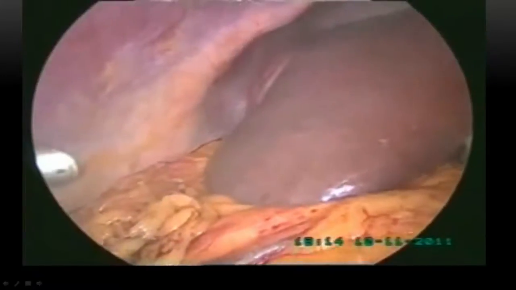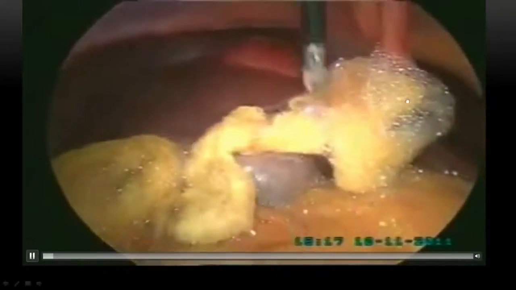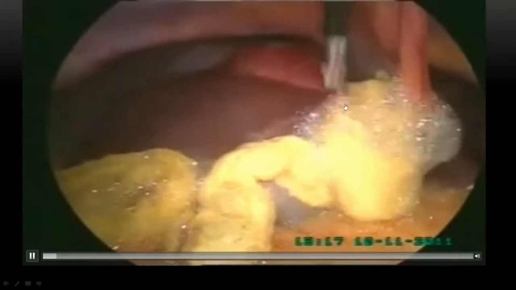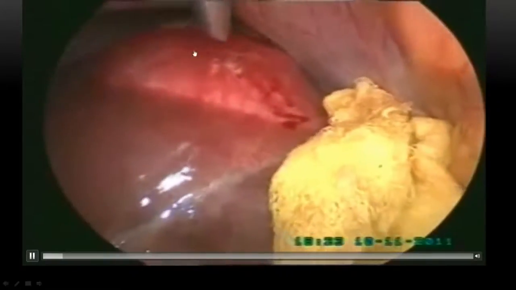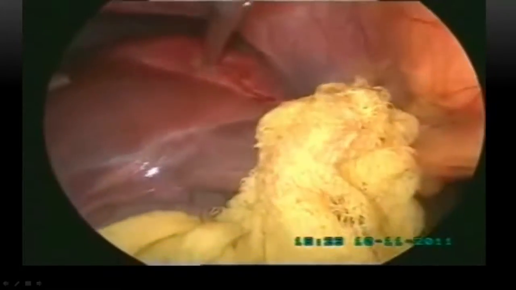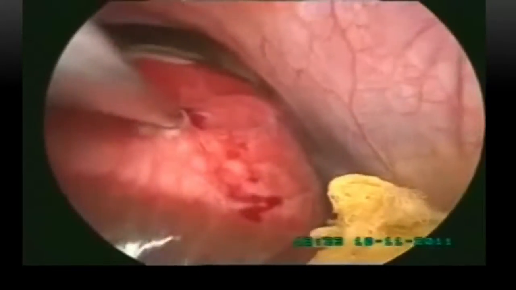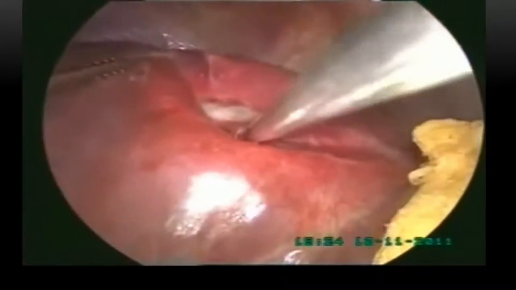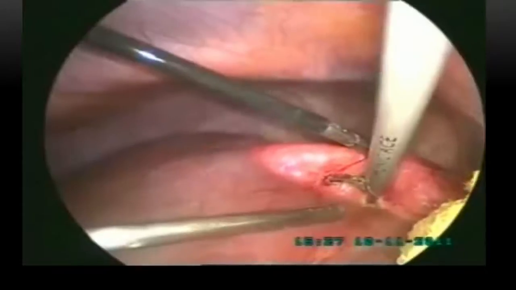Again, this is another case. Here you have a little bit of betadine together with the soaked normal saline and then a sponge all around. And here is the cystic wall, which you can cut and you can remove it. So if you see, most of the cysts which are removed here are on the surfaces.